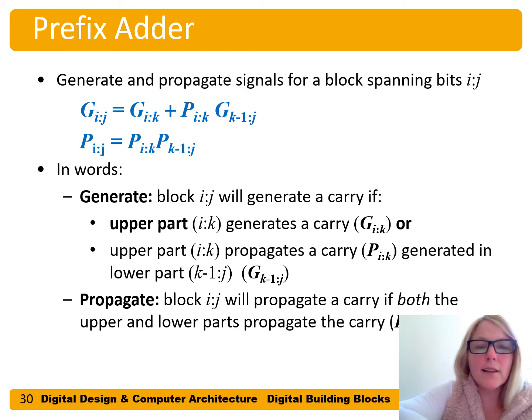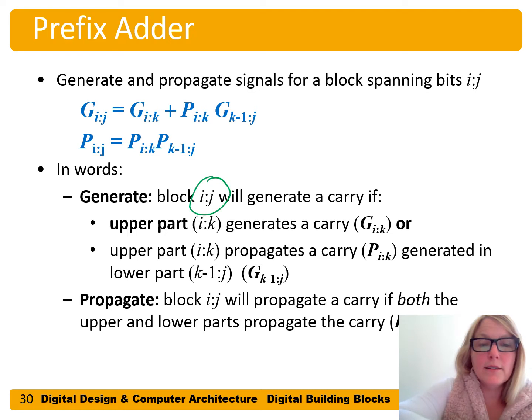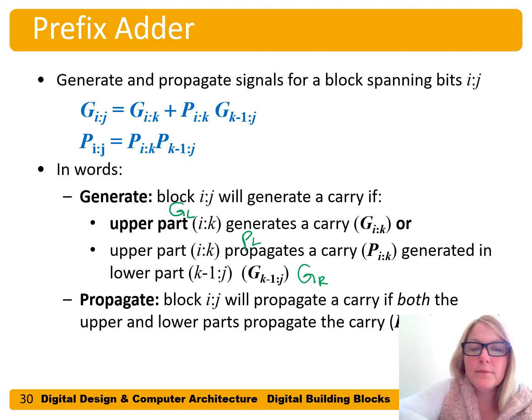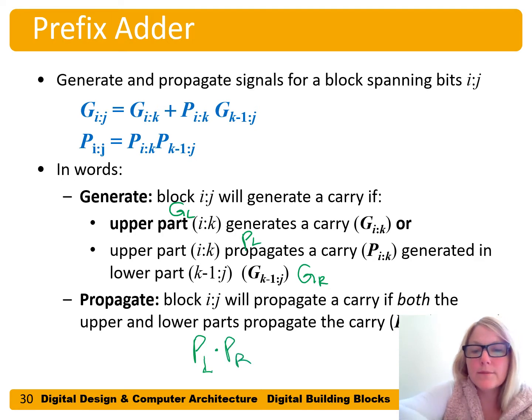And so we can state it again. A carry will be generated within a block I through J if the upper part, which I call the left part, generates the carry, or the upper part propagates a carry that was generated in the lower part, or the right part. And a signal will be propagated through this entire span I through J if it gets propagated in the upper part and propagated in the lower part. Upper part and lower part.